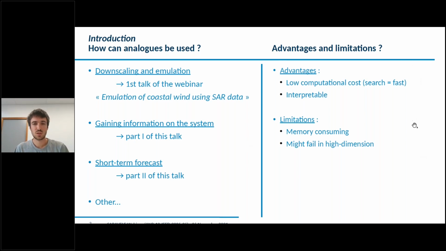Just so you know, what are the main advantages and limitations, to me? The main advantage is that it has a low computational cost. It's fast to do a search of nearest neighbors, as Romain has shown you with KD tree methods. And it's interpretable. It's easy to understand when your analog method is failing and when it's successful.